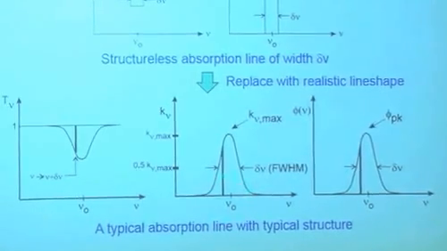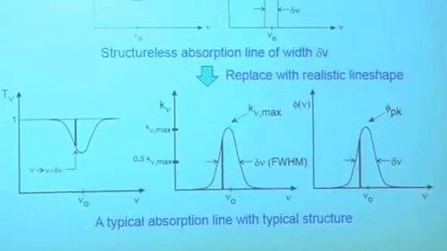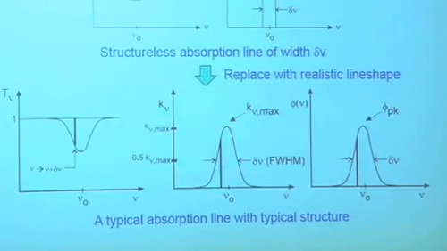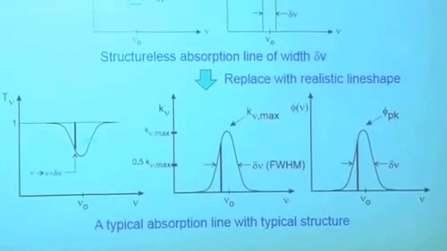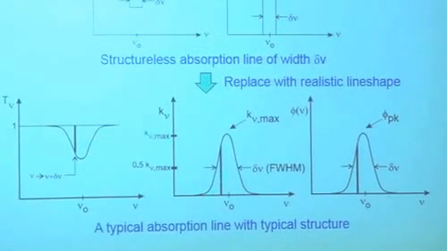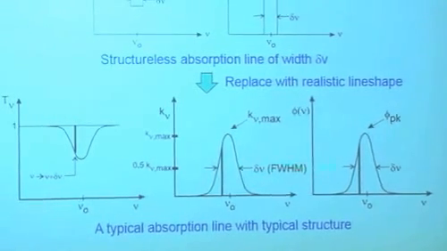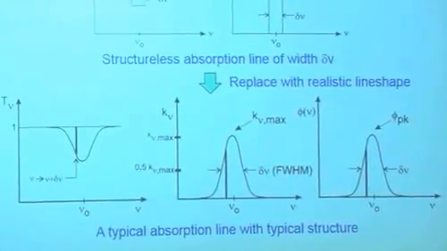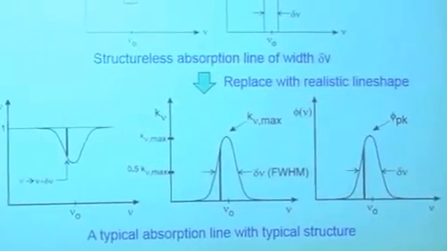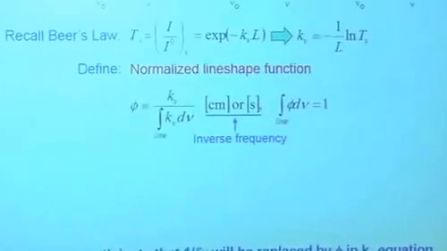And now we recognize it has some kind of a shape. We usually characterize the half width, the width at half the height of k. It's not the width at half the peak absorption. It's the width at half the peak of the absorbance because of the exponential. And that's usually called the full width at half maximum, delta nu. I still don't know what the shape is. I'm trying to be realistic.